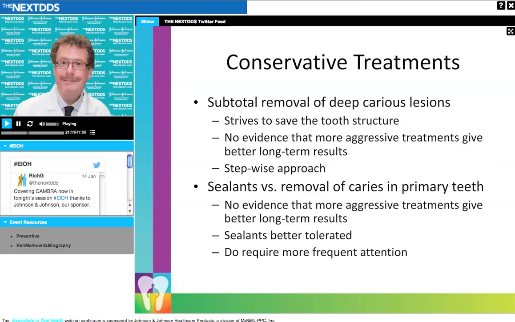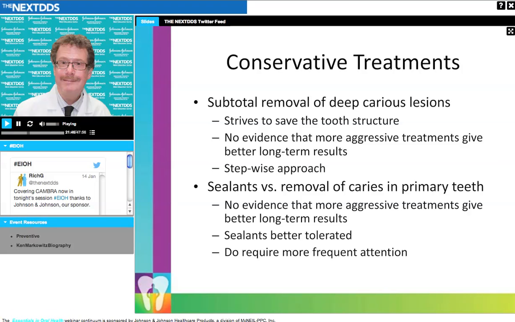So there are a couple of very good studies by Maltz et al., a couple of new studies that show that a conservative approach to caries treatment, at least over intermediate time frames, 2 or 3 years, there aren't that many long-term studies, appears to be very, very successful. So strive to save tooth structure. There is not evidence that really aggressive treatment gives better long-term results.